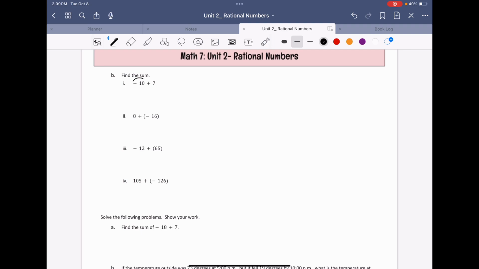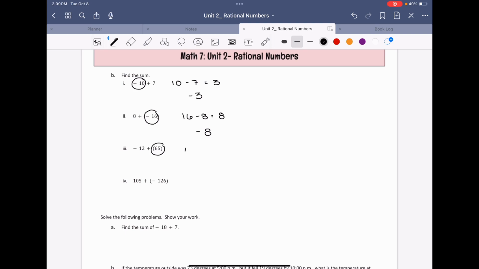So my larger number is 10, so I'm going to do 10 minus 7. 10 minus 7 is 3, but 10 is a negative, so that means my answer should be negative 3. I'm going to do the same thing. 16 is my larger number. I should have 16 minus 8, which is 8. Now, this should be negative because 16 has a negative sign in front of it.